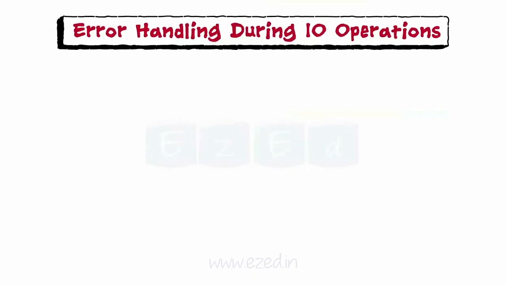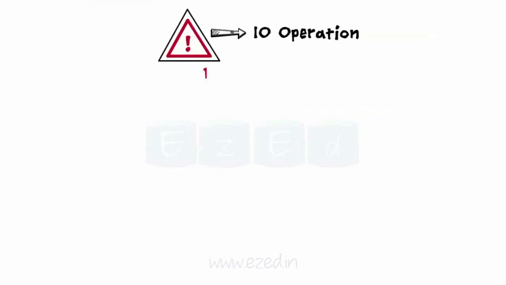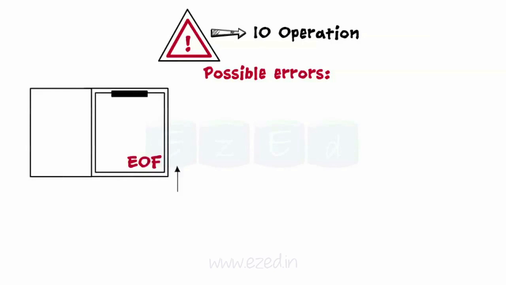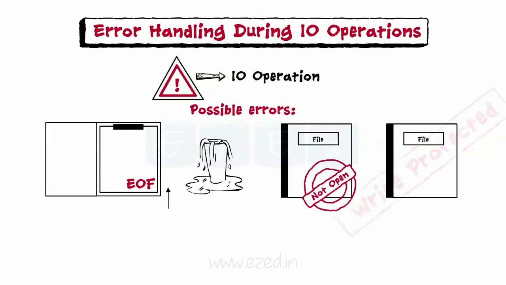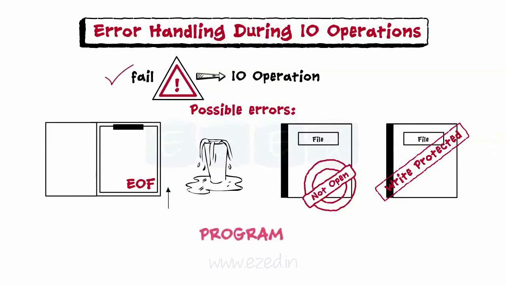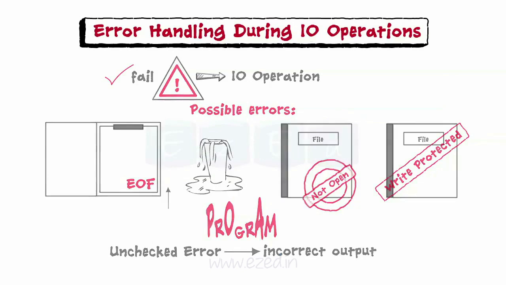Now we learn error handling during I/O operations. It is possible that an error might occur in a file during I/O operations. The possible errors are trying to read beyond the end of file marker, device overflow, trying to use a file that has not been opened, and attempting to write to a protected file. If we fail to check such errors, the program will behave abnormally when errors occur. An unchecked error may result in premature termination of the program or incorrect output.